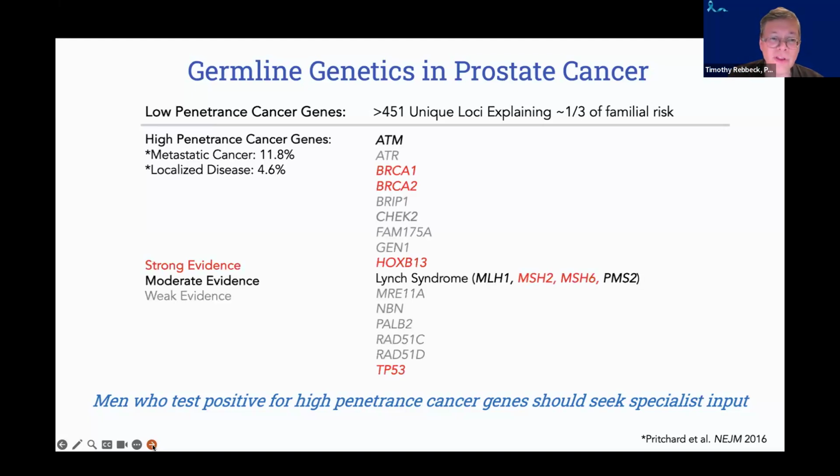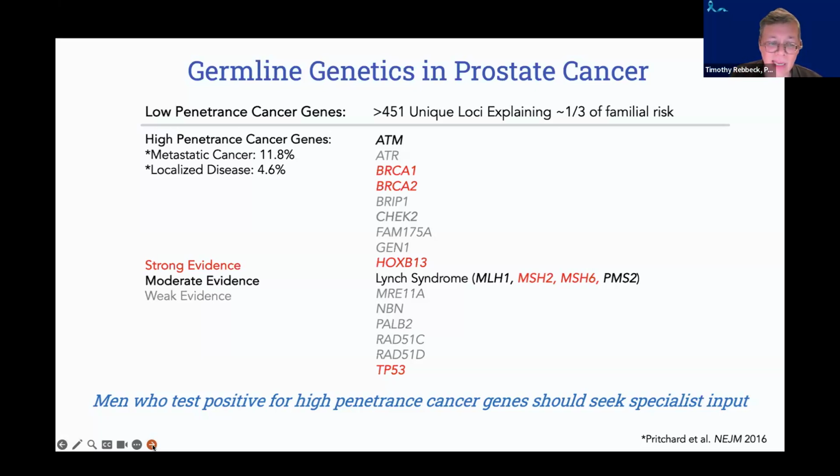We also know there are a number of high penetrance genes that lead to hereditary patterns of cancer. The ones that we really are focused on are BRCA2 particularly, but also BRCA1 and HOXB13, some of the Lynch syndrome genes, and P53. So if you test positive for some of these high penetrance cancer genes, you should seek specialist input because there are very clear protocols for management of risk, treatment in cancers that arise that may involve targeted therapies, et cetera.